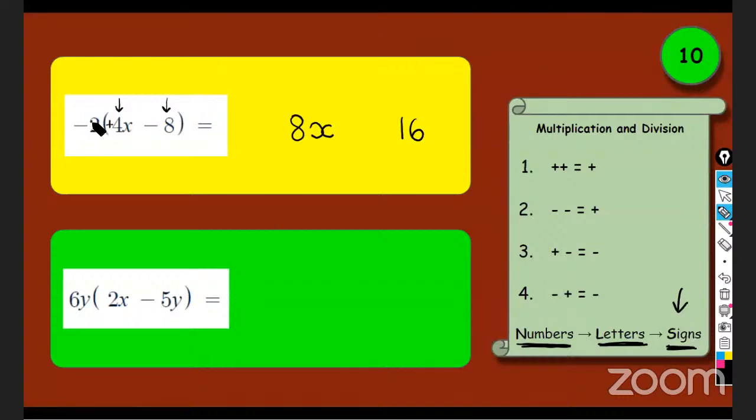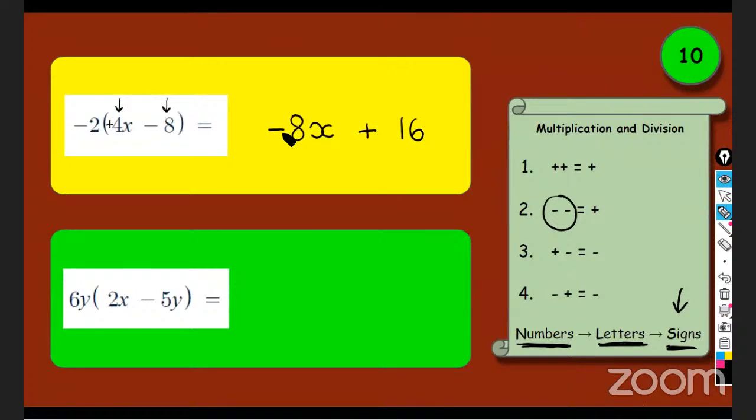A negative multiplied by a positive. Look at it here. When the signs are different, a negative and a positive is a negative. And when you're multiplying the -2 by the 8, you're multiplying a negative by a negative. Two negatives make a positive.